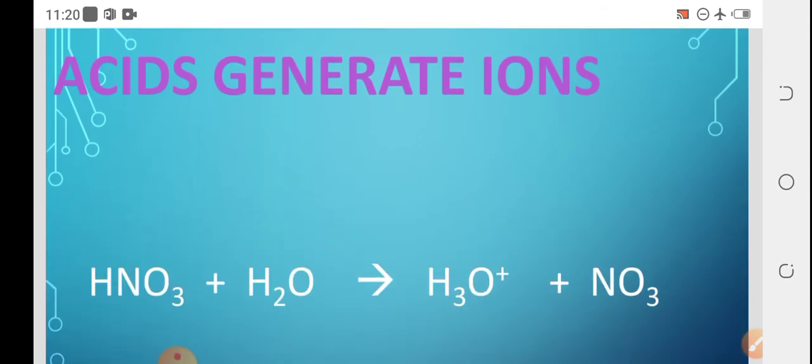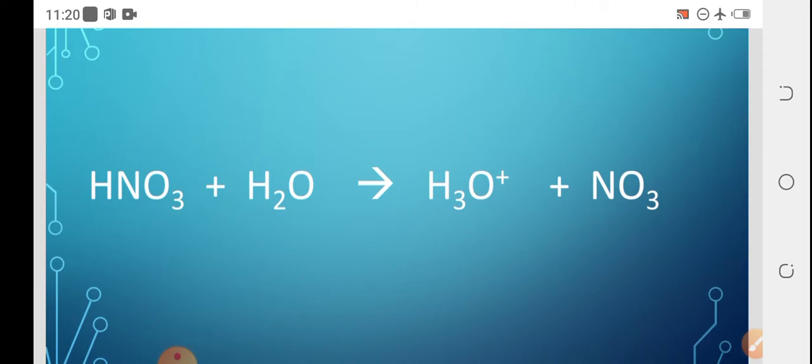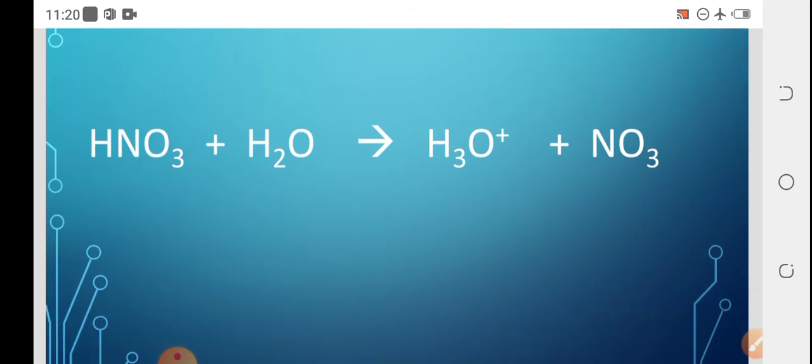Similarly, we have another topic, acids generating ions. You can see here that when nitric acid is dissolved in water, it produces H3O+ ions. This is the hydronium ion.